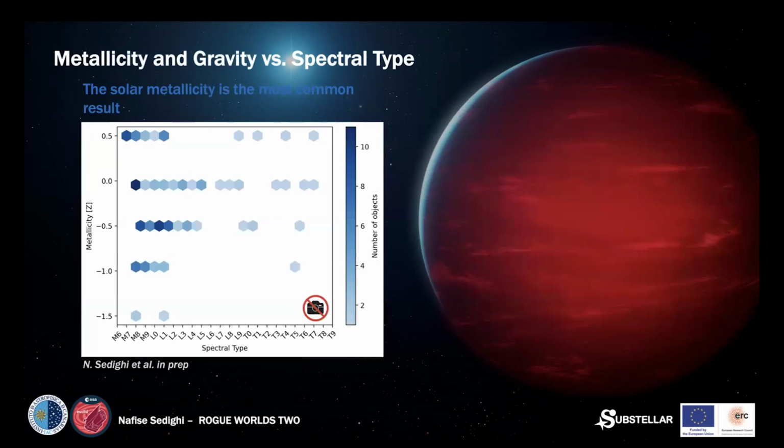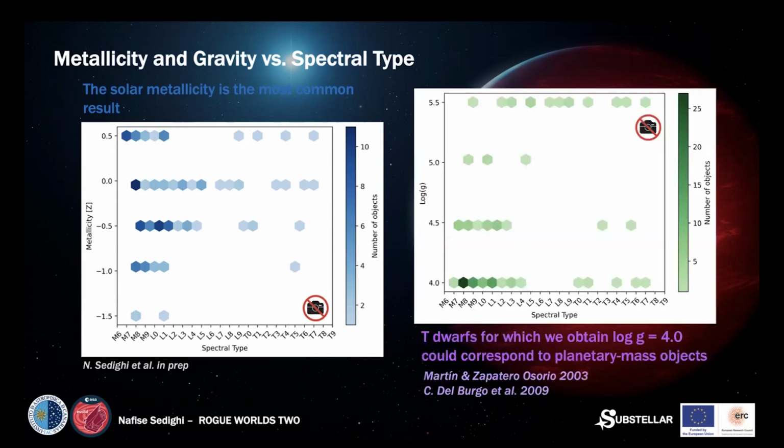And the metallicity, as you can see here, is plotted versus the spectral type. The metallicity is more or less solar, and it makes sense because the sample was mostly of solar metallicity. The most common one is solar, but it is spread across the whole range of metallicity. For the gravity also, we have a spread plot, with all the objects at all the gravity values.